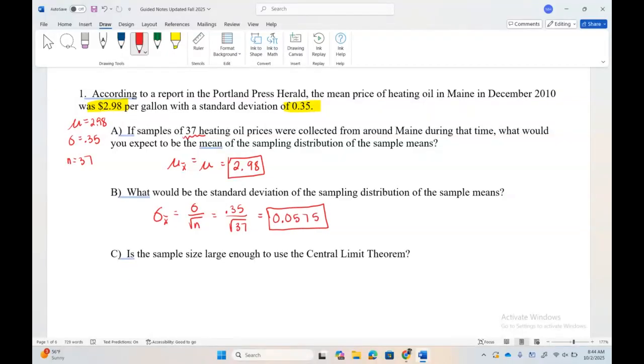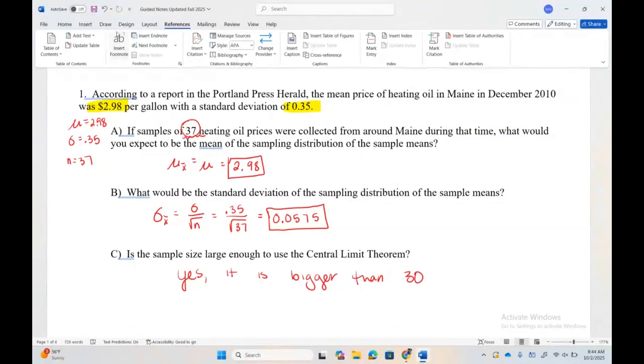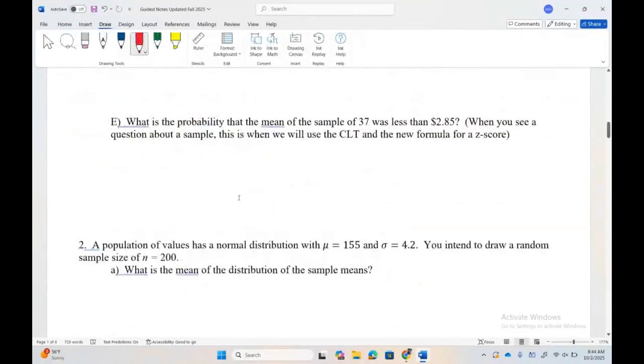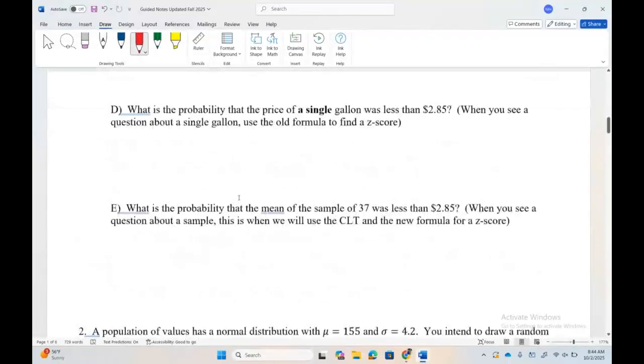Okay, is the sample size large enough? Well, here's our sample size, 37. The answer is yes, because it is bigger than 30. We need 30 in order for this math to work. It's bigger than 30. Okay, that's all you need. All right, so next, oh, still a question here.